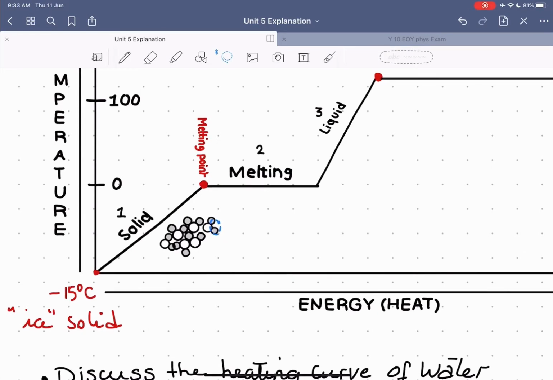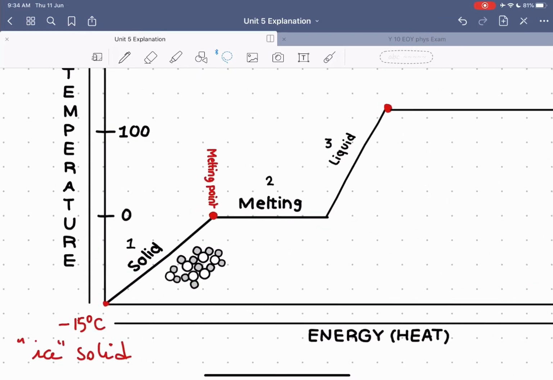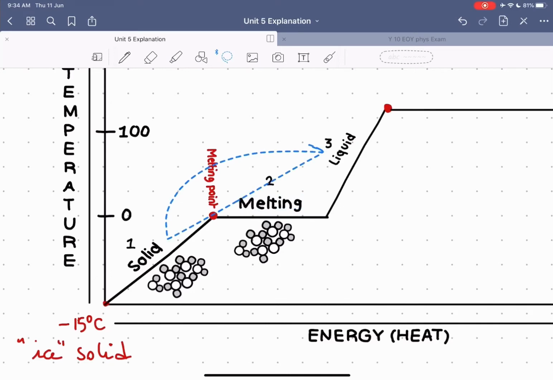It's as if you zoom inside the solid. You'll see the molecules that were vibrating in place start to gain kinetic energy, so that each and every molecule will vibrate more vigorously, until the temperature reaches the melting point, which is 0 degrees Celsius for water. Now let's see the behavior of the molecules in the transition phase, the melting phase, going from solid all the way to liquid.